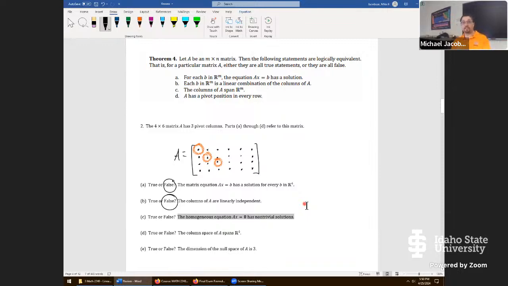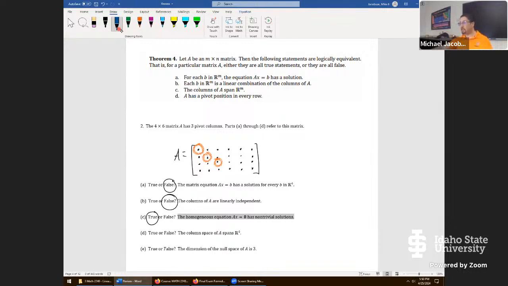Free variables. So my question is, are there free variables here? Yeah, absolutely. There'd be three of them altogether. I don't know which variables, because I put the pivots just randomly. But if there are free variables, it is true. There will be non-trivial solutions.